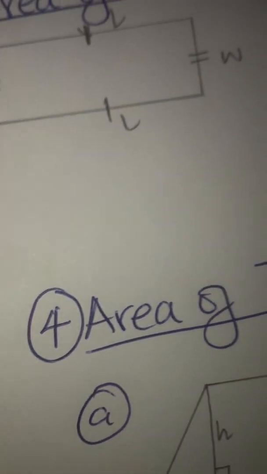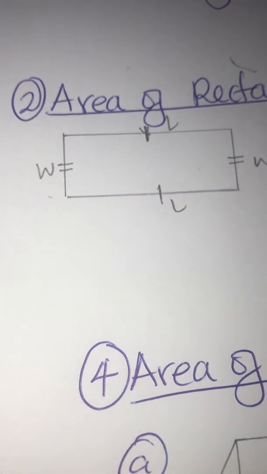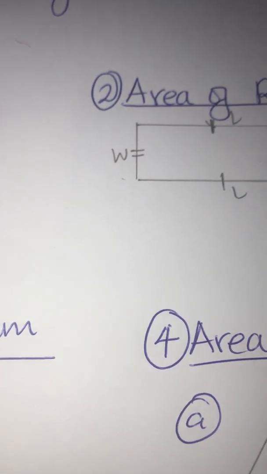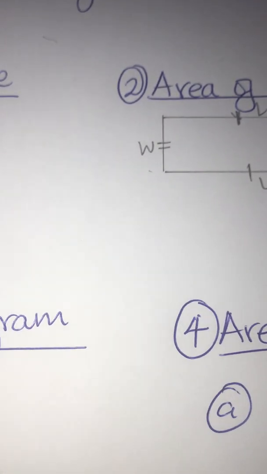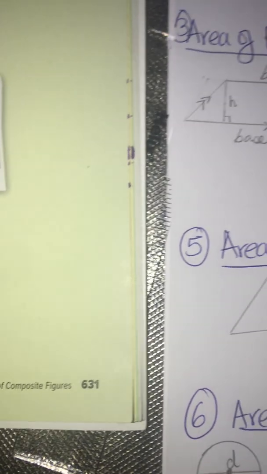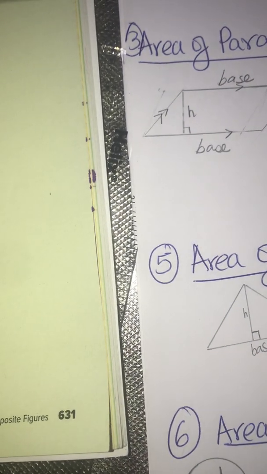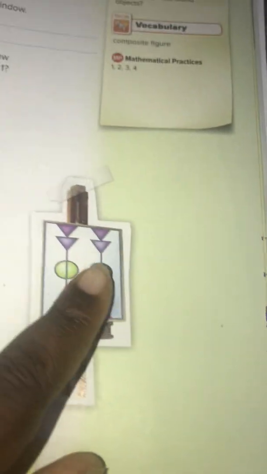Okay, grade 7. Today we are learning about area of composite figures. This is chapter 8, lesson 3. In your book, it should start from page 631. You need to look at this picture and then answer these questions over here.